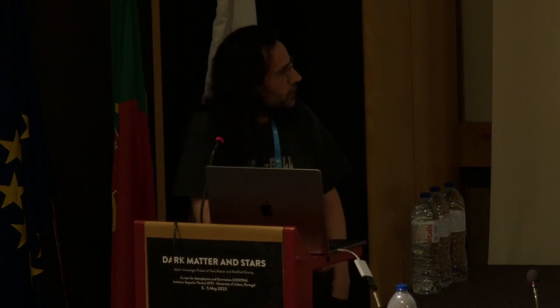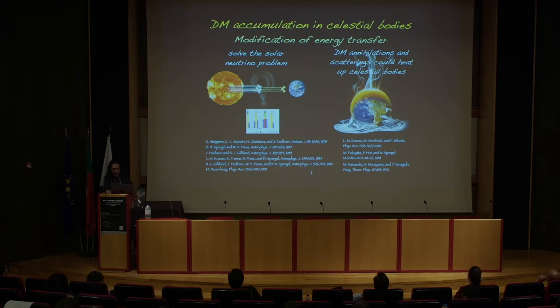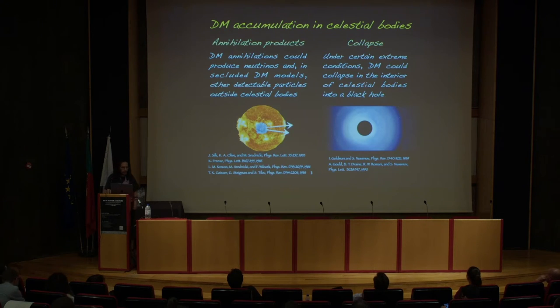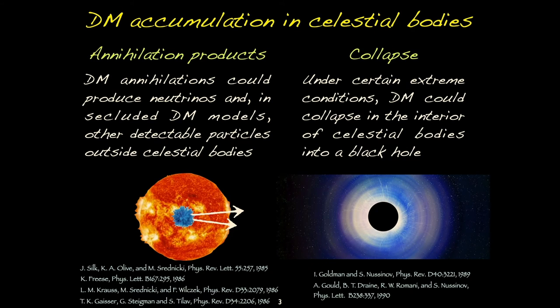to giant stars. So we've heard during this conference many different ways in which captured dark matter could have phenomenological implications, like for instance modifying the energy transfer. This was already proposed in the 80s to solve the solar neutrino problem. Also, we heard how this could heat up different objects by annihilation or scatterings. One can search for the neutrinos from the sun or from the Earth. And also, in some cases, captured dark matter could even collapse and form black holes.